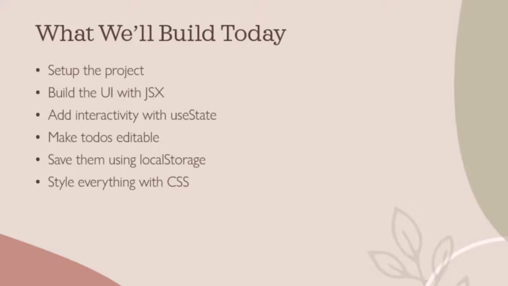Right, so let's get to what we are going to build today. We are going to follow 6 simple steps. In the first step, we're going to set up the project, build the UI with JSX, add interactivity with useState, make to-dos editable, and save them using local storage. And we are going to style everything with CSS. So let's get started with it.